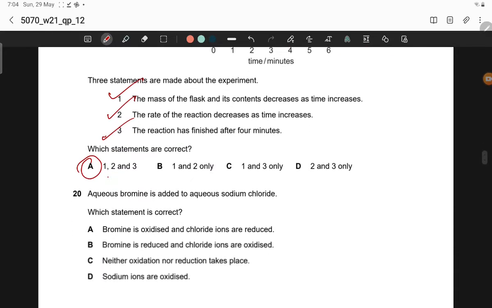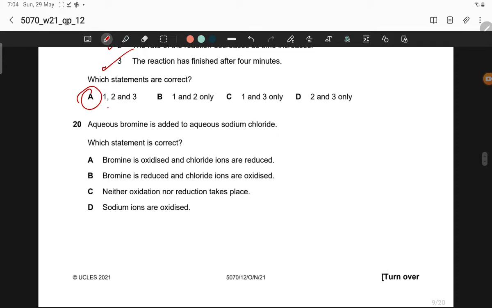The option is A. Aqueous bromine is added to aqueous sodium chloride. Aqueous bromine, Br2, plus sodium chloride. Bromine cannot displace chlorine from aqueous sodium chloride, because bromine is less reactive than chlorine. So no reaction. Bromine is oxidized and chloride ions are reduced? Nothing happened, so incorrect. Bromine is reduced and chloride ion oxidized? Incorrect. Neither oxidation nor reduction. This is the correct option.